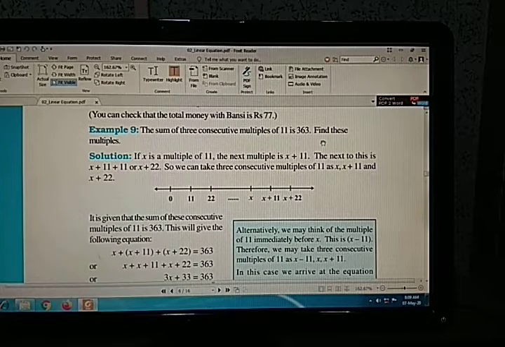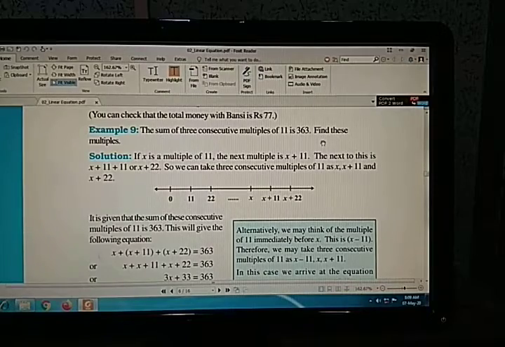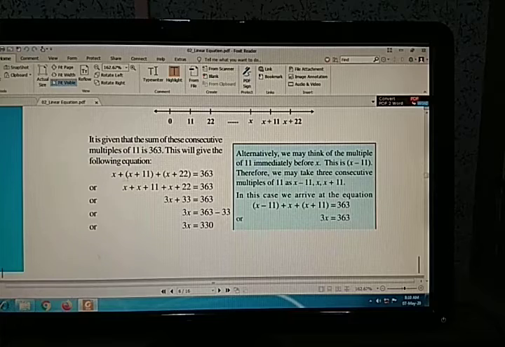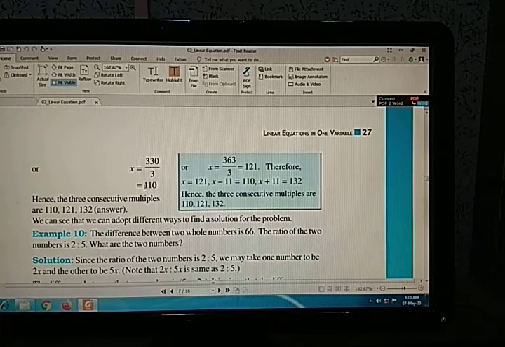Similarly, if we consider the first multiple in this question to be x, then the next multiple will be x plus 11, and then the next multiple will be x plus 11 plus 11 again, that will be x plus 22. So we got our three multiples, that is x, x plus 11 and x plus 22, and their sum will be equal to 363. So what we have to do is take the sum of these: x plus x plus 11 plus x plus 22 will give us 363, and we just have to find the value of x. This is very simple. The value of x is 110.